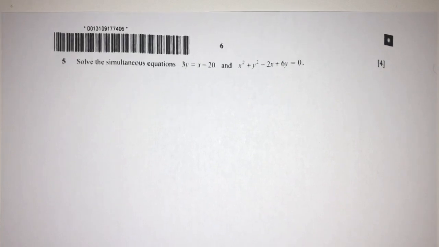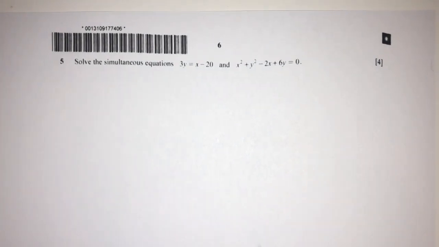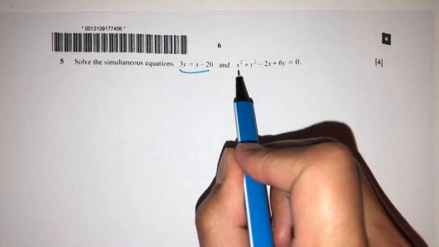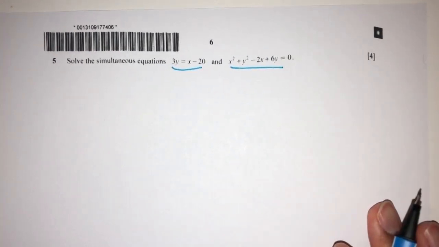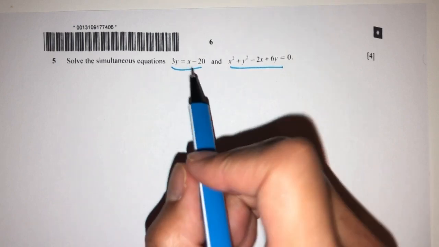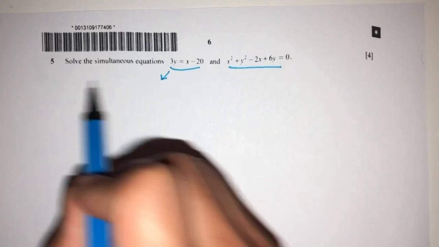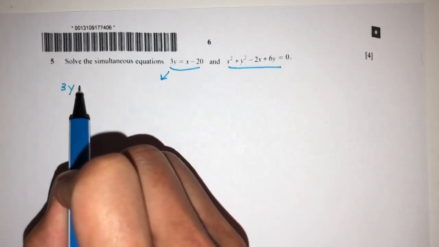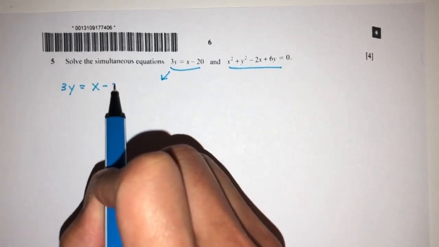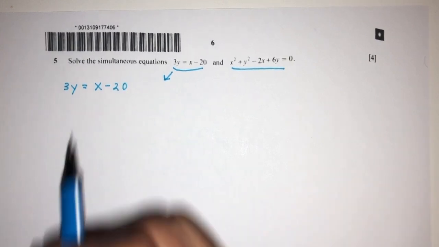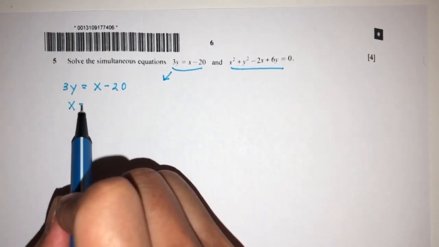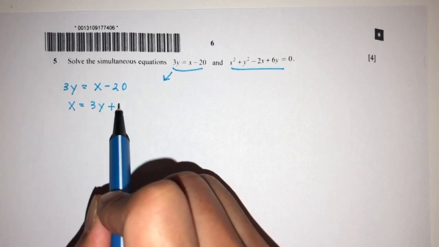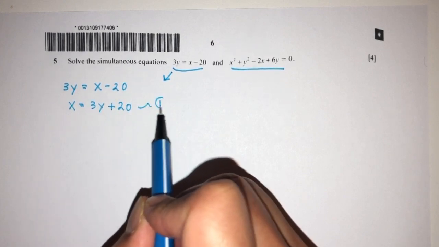Now let's move on to question number 5. So here we have to solve the simultaneous equation, this and this. Okay, so how are we going to solve this? So usually we try to make one of them become subject. So let's use the easy one first. Here we have 3y equal to x minus 20. Right. Now let's make x become subject. You will have x equal to 3y plus 20. That's my equation number 1.